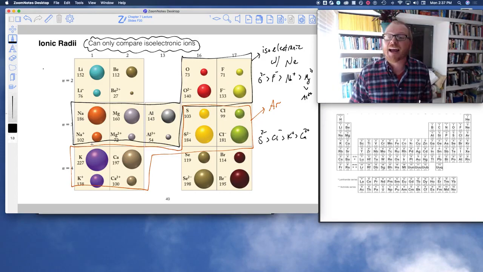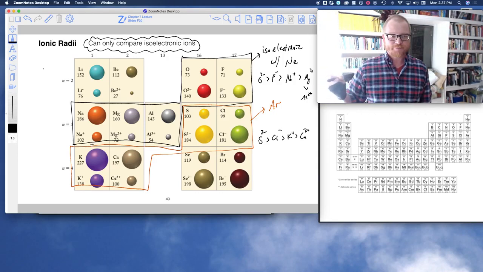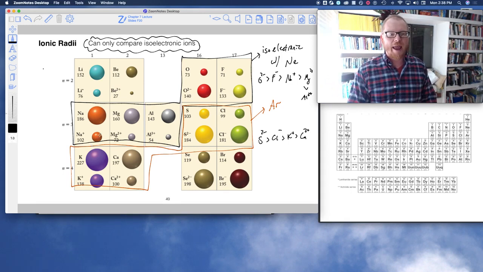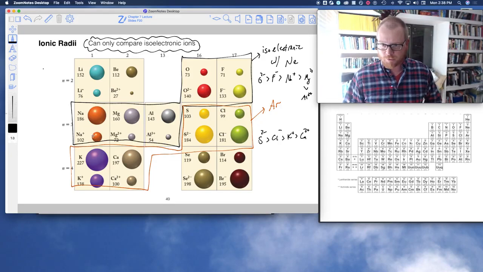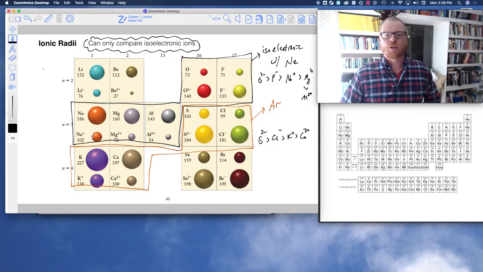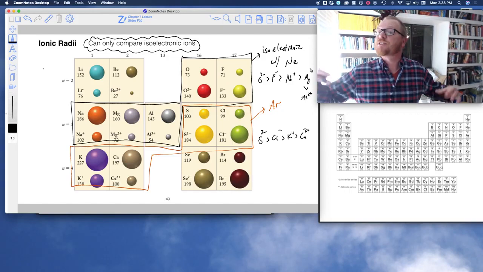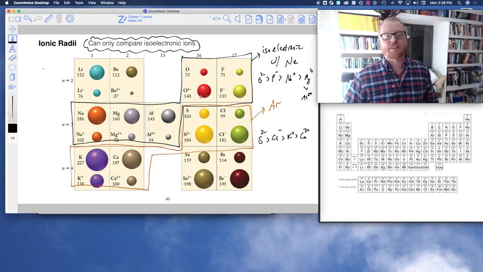Similarly, the cations become smaller because I'm taking away electrons, so there's less negative interference, and the remaining electrons can get sucked in by the positively charged nucleus. So keep in mind, we can only compare isoelectronic ions, but with each trend, the more positive it is, the smaller it is, because the protons are sucking in those electrons. The more negative it is, the bigger it is, because there's negative interference among those electrons.